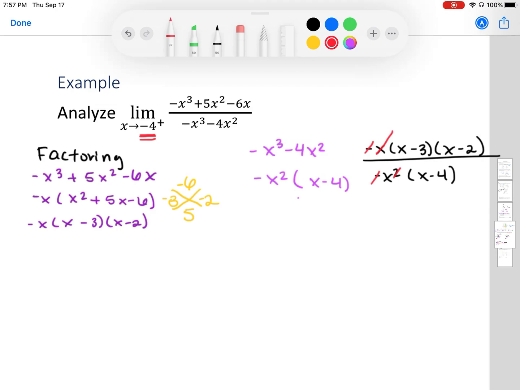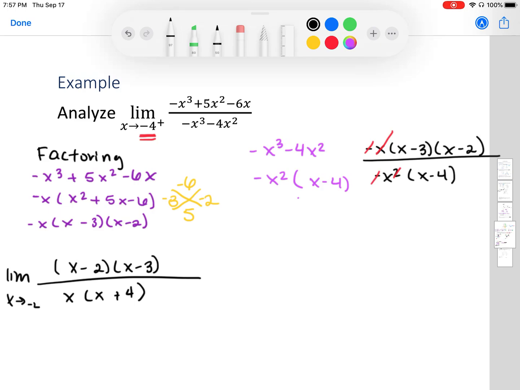Now we have our new simplified fraction: x minus 2 times x minus 3, divided by x times x plus 4. So now I want to think about the same thing. I'm working with this limit as x is approaching negative 4 from the positive.